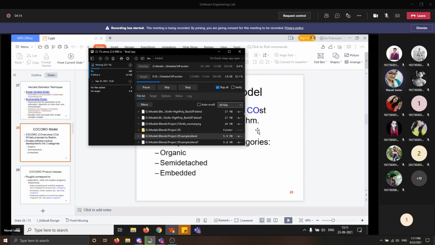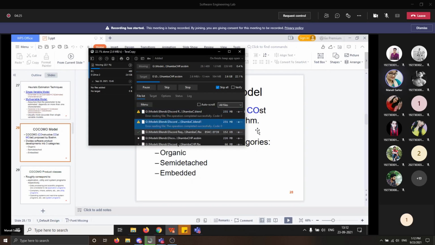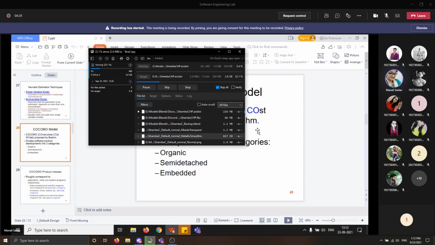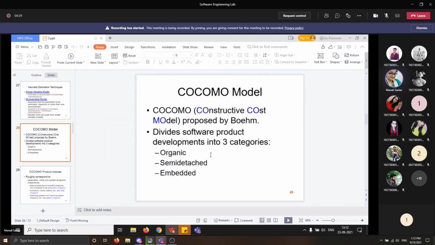Boehm postulated that any software development project can be classified into any one of three categories based on the development complexity: organic, semi-detached, and embedded. So it is saying that we can divide software products into three categories. This is important, students. Apart from the life cycle models, the next important approach is COCOMO, because in the exam you might be given: explain the COCOMO model.